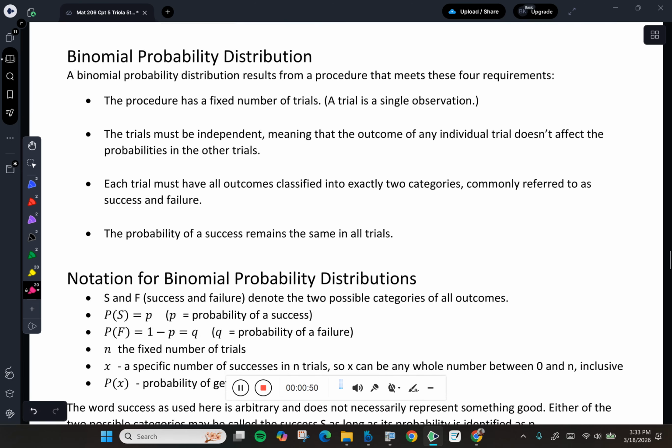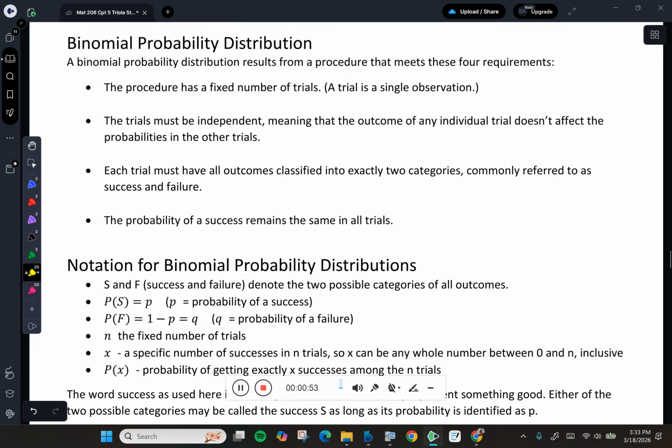All right, so first things first. What the heck is a binomial probability distribution? A binomial probability distribution will be the distribution that we get from a process, from an experiment, from a procedure that meets these following four requirements. First off, number one, the procedure has a fixed number of trials. What does that mean? So imagine our experiment was to flip a coin 10 times. Fixed number of trials being the 10 times, the experiment being flipping the coin, right? So a trial is one run or one observation of our experiment, right?